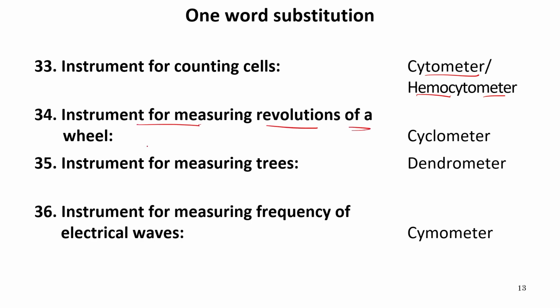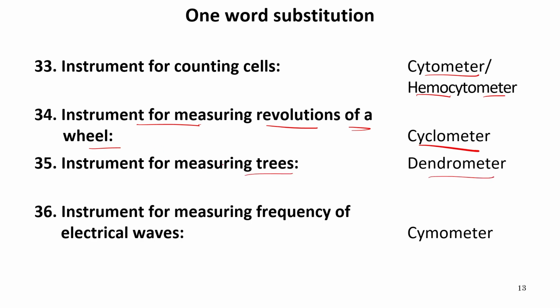Instrument for measuring revolutions of a wheel. This is known as cyclometer. Revolution means when the entire round takes place, a revolution around something. You must have heard this word in terms of Earth revolving around the sun as well. Now, a revolution of the wheel is measured by a cyclometer, and we know well that a cycle is a basic means of transportation. In a cycle, basically two wheels are there, so with the help of that word cycle and the wheel, that is known as cyclometer.